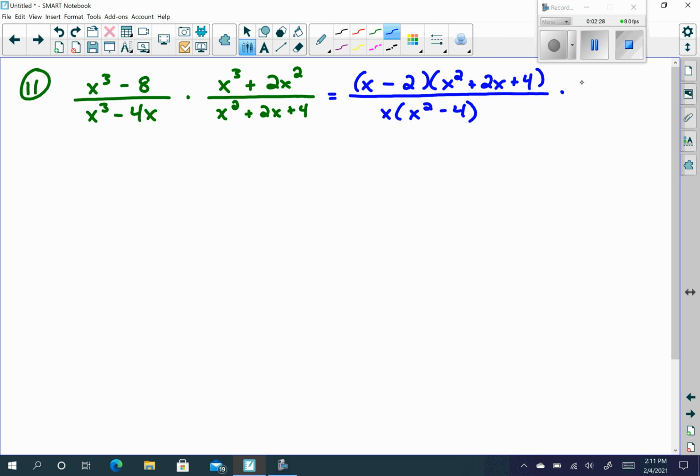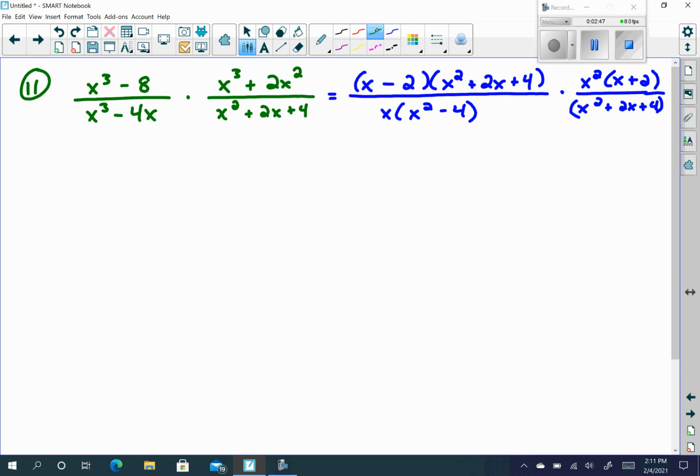Second numerator, there's a GCF of x squared. We're left with x plus 2. And I cannot factor that denominator, but if you notice, that numerator, that trinomial, matches perfectly. So even if they did factor, we wouldn't need to. If they match perfectly, why do any more work?